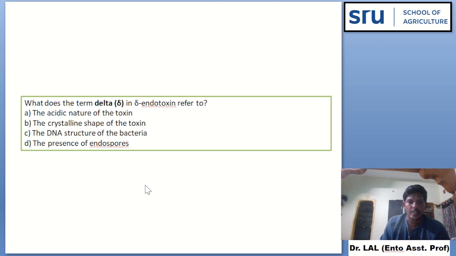What does the term delta in delta endotoxin refer to? The acidic nature of the toxin, the crystalline shape of the toxin, the DNA structure of the bacteria, or the presence of endospore. Here the correct answer is the crystalline shape of the toxin. The term delta in delta endotoxin refers to the crystalline shape of the toxin.